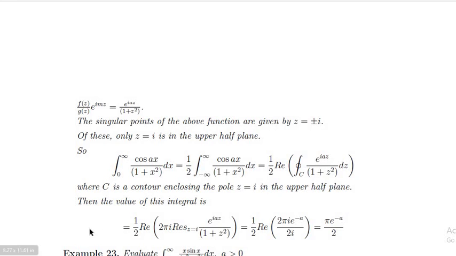the upper half plane. Then the value of the integral is 1 by 2 into the real part of 2 pi i into the residue of the function at z equal to i. Then we will get 1 by 2 into the real part of 2 pi i into the residue value, which is e raised to minus a by 2i, that is equal to pi by 2 into e raised to minus a.